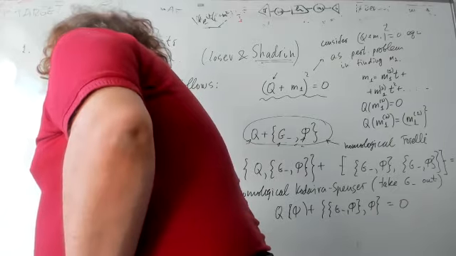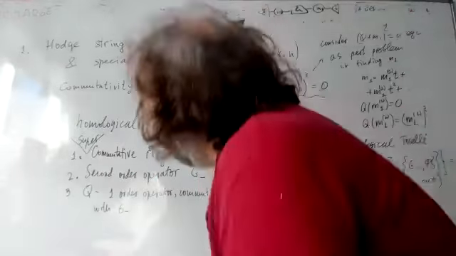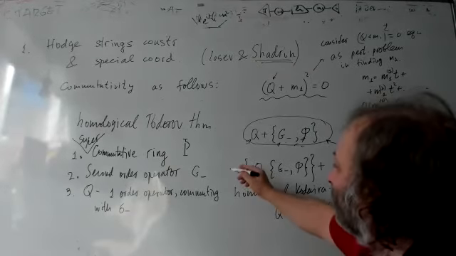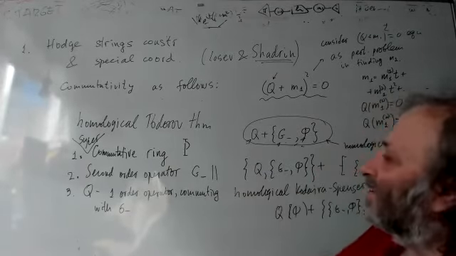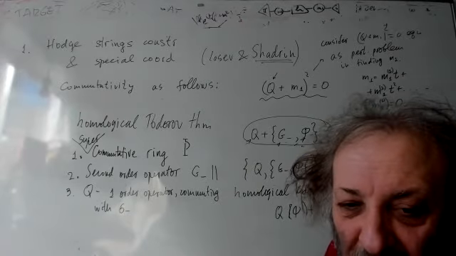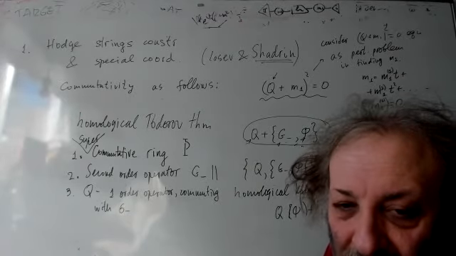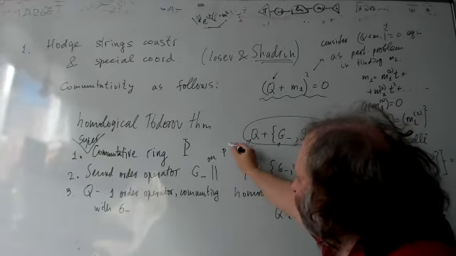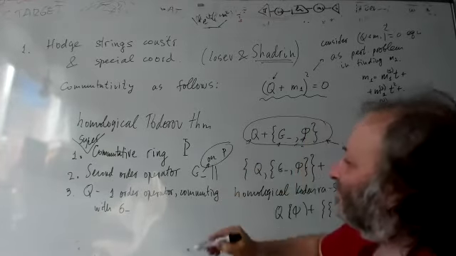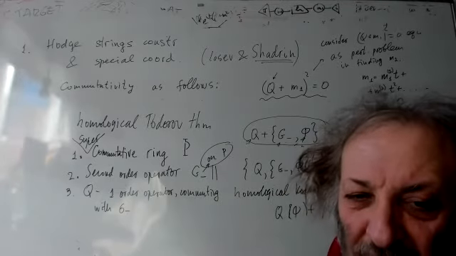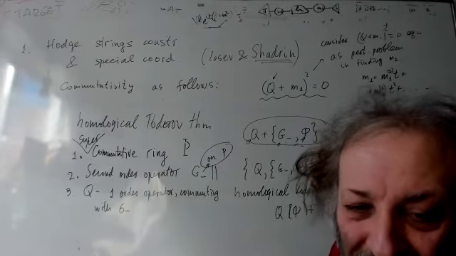Commuting with G minus. So is it clear what I mean by the second order operator? Do I need to explain what it means? Oh, operator, of course, on P. Is it clear what it means in general?